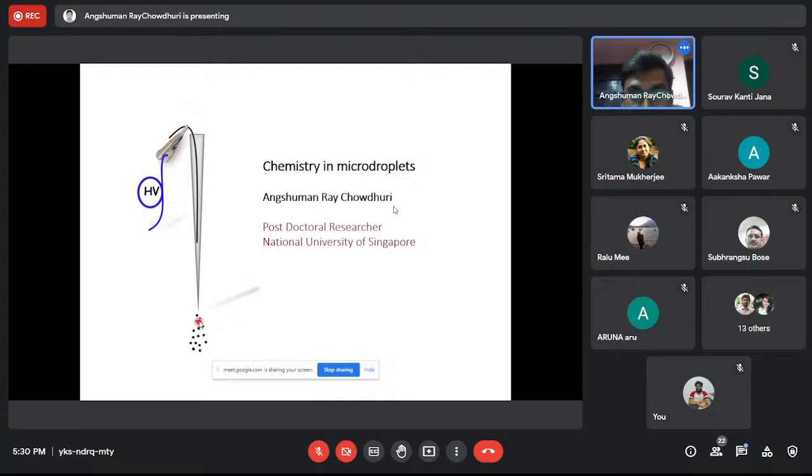Some spray plume will be generated, coming out as droplets, and these droplets behave just like tiny reaction vessels. That means the reaction will happen inside that tiny micro droplet, which we sometimes call a droplet in general. The materials will be synthesized inside those tiny droplets. That's why we term it chemistry in micro droplets. So this is a new approach for the synthesis of materials.